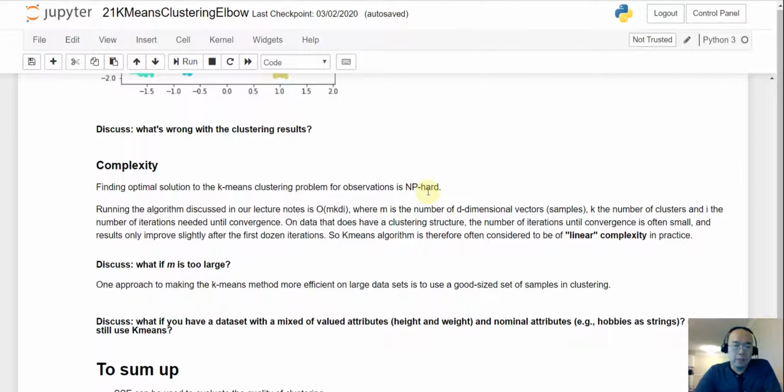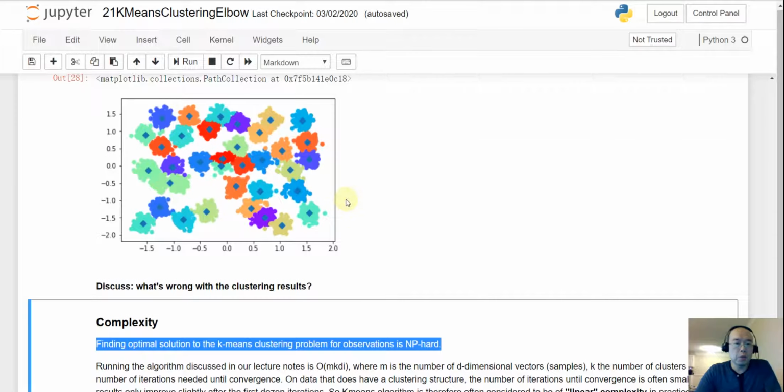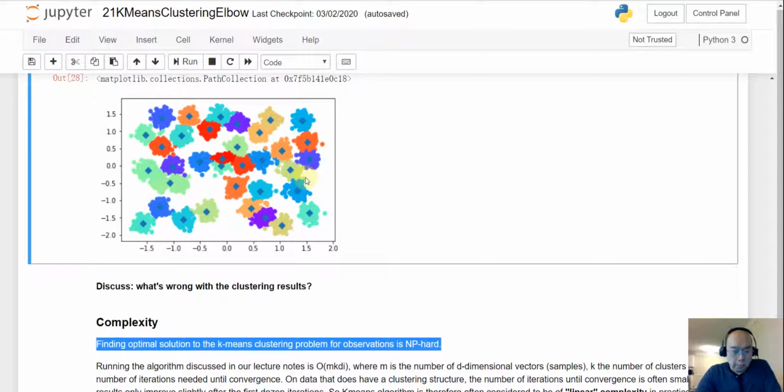In the next part, I want to emphasize that finding the optimal solution of k-means is NP-hard, which means you can't do this in polynomial time. So in this case, it is not a perfect result. How do we find the perfect clustering which places the 35 centroids at the right locations? The answer is we don't have that.